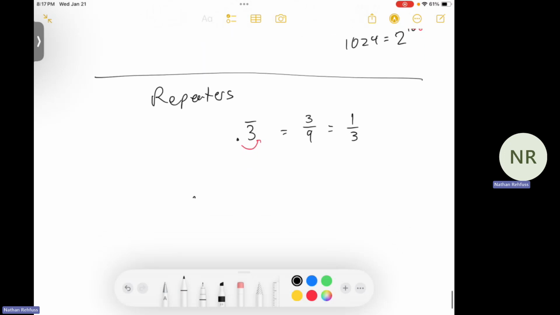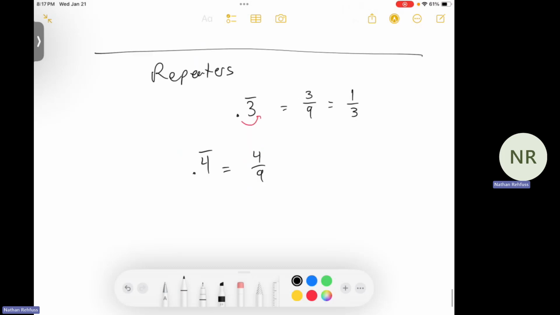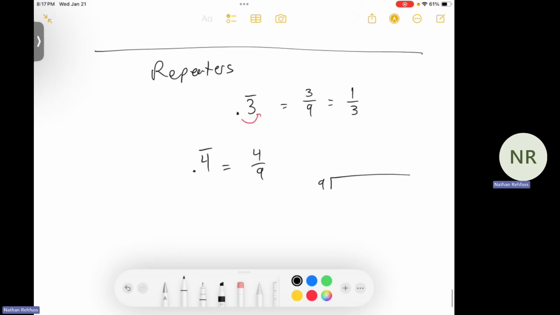Did you know 0.4 repeating is 4/9? You can double check that. 9 goes into 4 how many times? Well, it goes into 40 4 times, making 36, leaving behind 4, which makes another 40, which makes another 4. So 9 divided into 4 makes 0.4 repeating. Seems like this works.